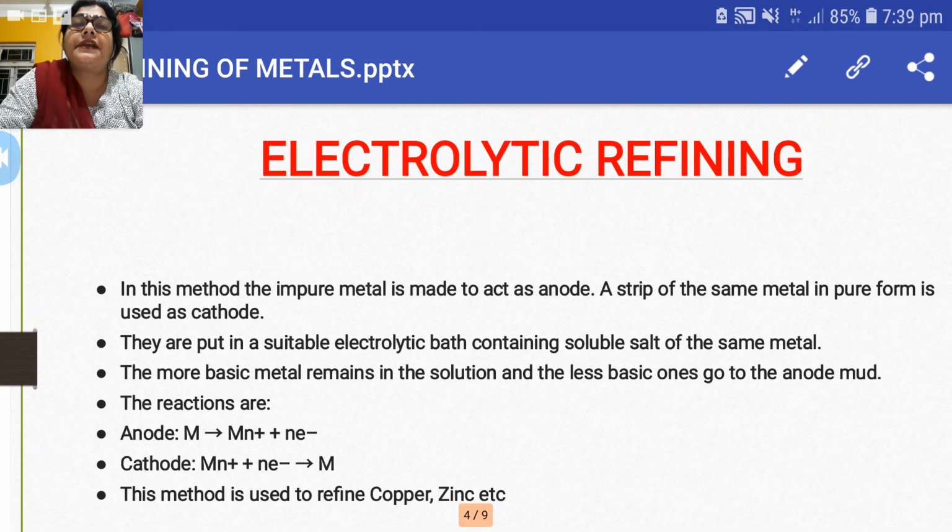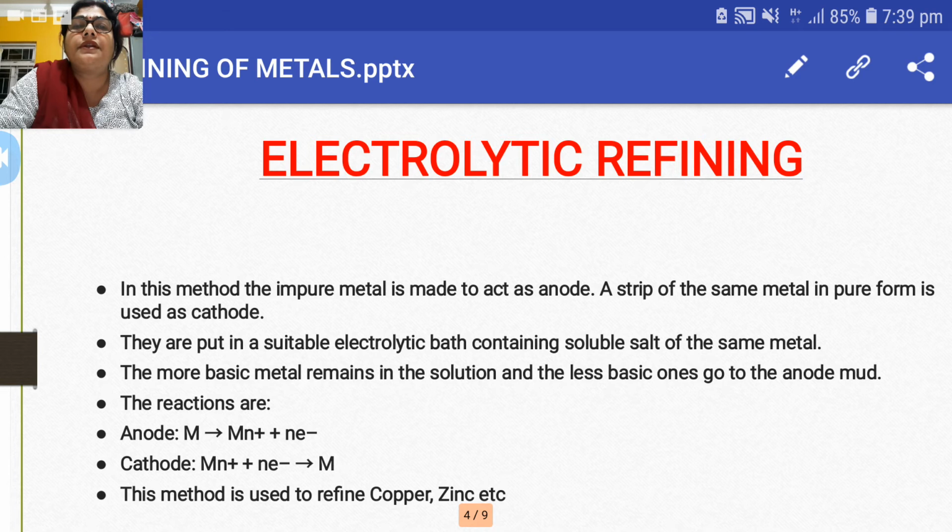Then the next method is electrolytic refining. Electrolytic refining means the refining is done through the process of electrolysis. Since it is done through electrolysis, there should be a cathode, an anode, and an electrolyte. If we want to do the electrolytic refining for copper, especially for copper and zinc, we can go for the electrolytic refining process. Here we take impure copper as the anode and pure copper as the cathode, and the electrolyte can be any salt of copper.